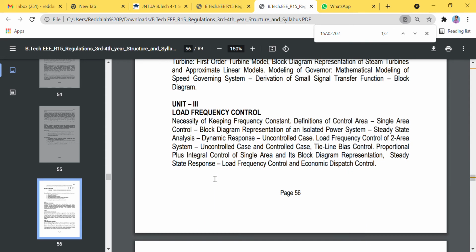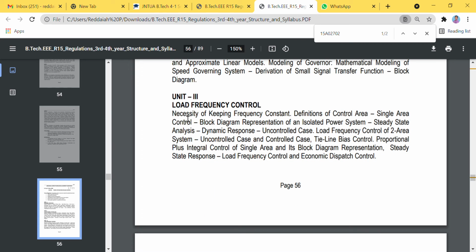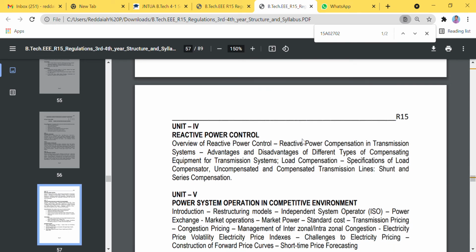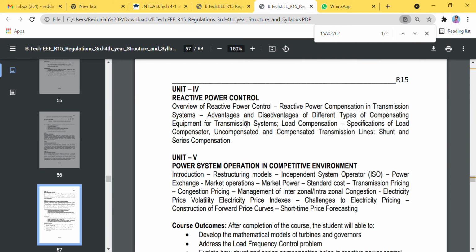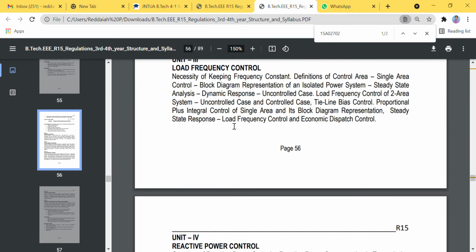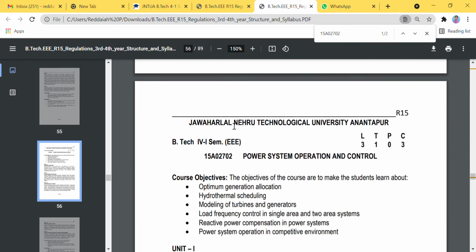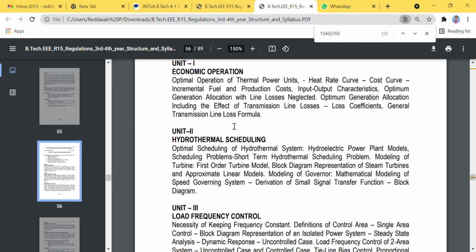Coming to unit 3, load frequency control. The frequency has to be maintained constant. That is the important thing in power plant generation. If the frequency is double or triple or 5 times, harmonics will be produced. Those harmonics destroy the equipment. Like that, load frequency control will be studied in unit 3. Almost reactive power control in unit 4. Almost unit 4, 5. It is a very simple subject, power system operation and control, and you can gain more marks.